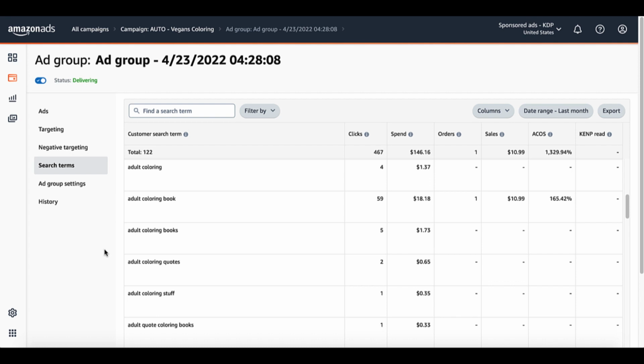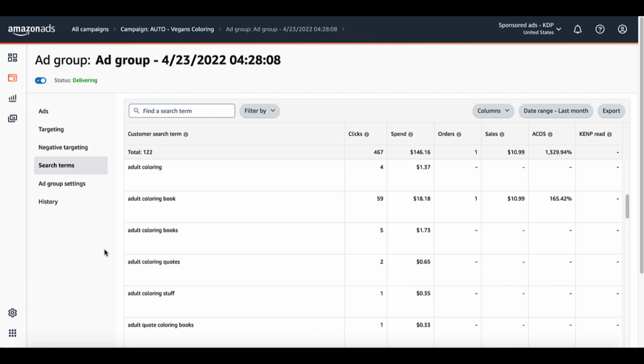When you run an auto ad, you let Amazon run ads on your behalf by picking keywords based upon the information you've given to them when you set up your book. And in this case, you can see the ACOS is still 165.42%. Now, we've talked a lot about the ACOS.